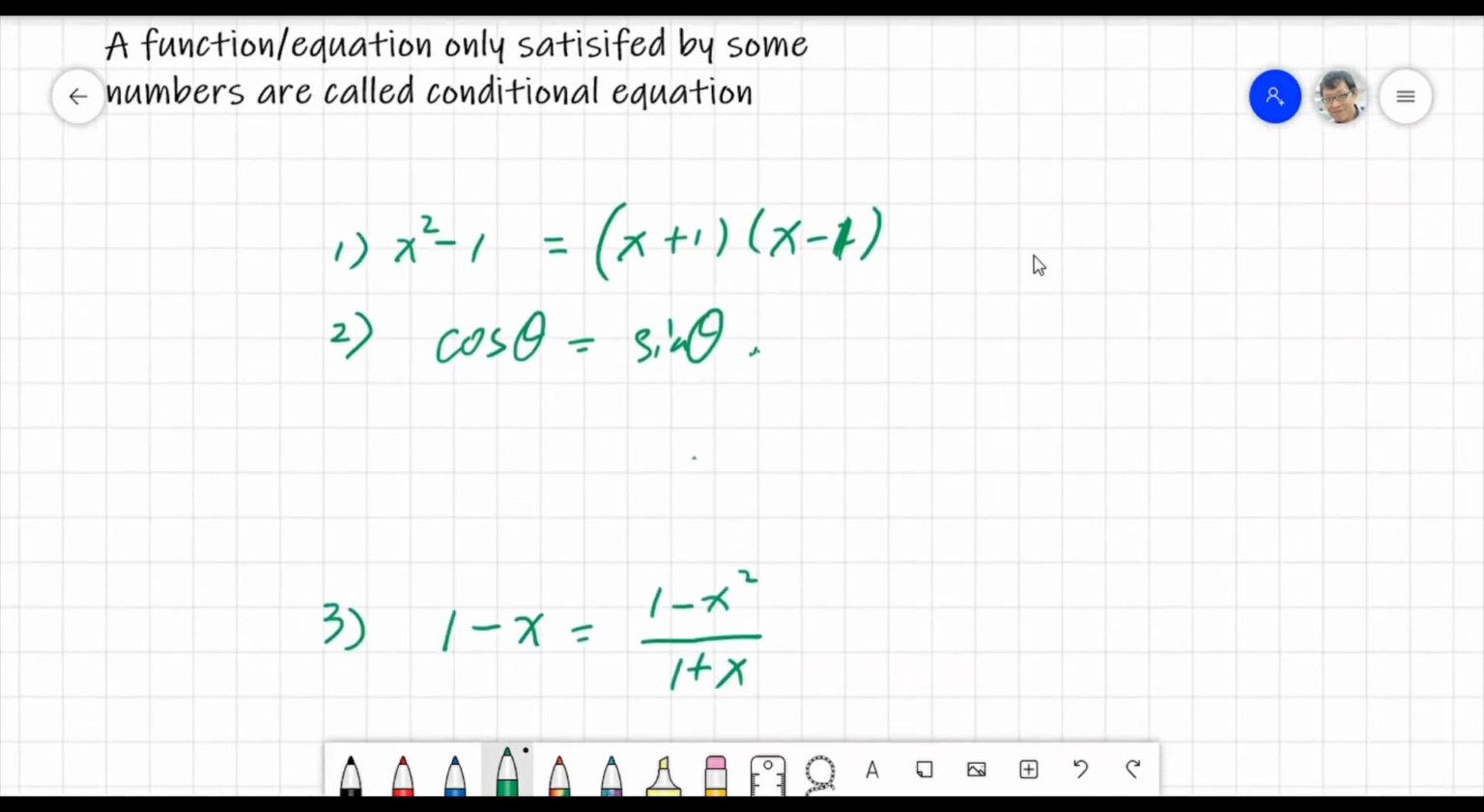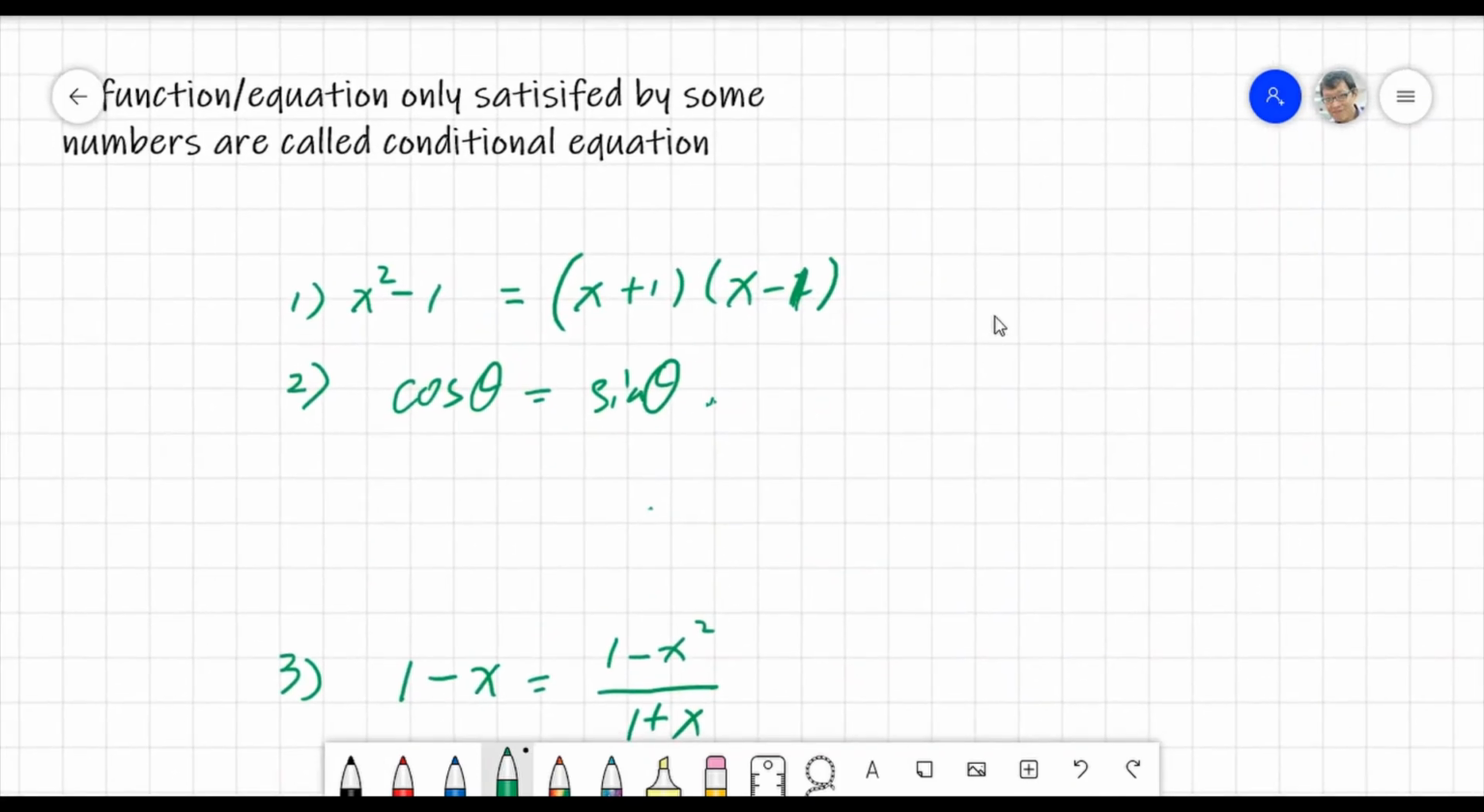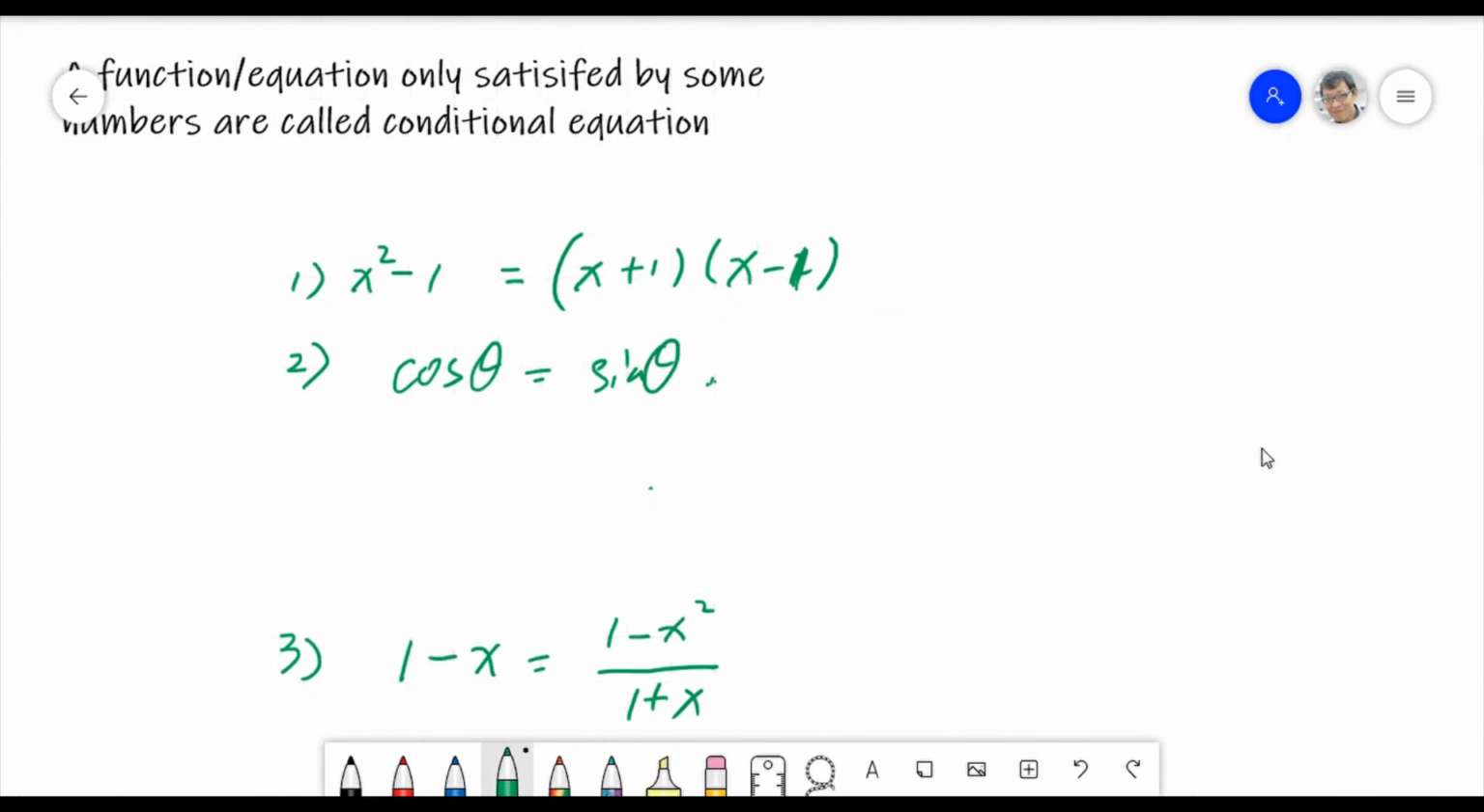So I have 3 examples here. I ask you to find, among these 3 equations, which of them are identity and which of them are conditional equation. Let's open the first one. X squared minus 1 is equal to x plus 1, x minus 1. In fact, this is the same, right? X squared minus 1 is exactly equal to x plus 1, x minus 1.